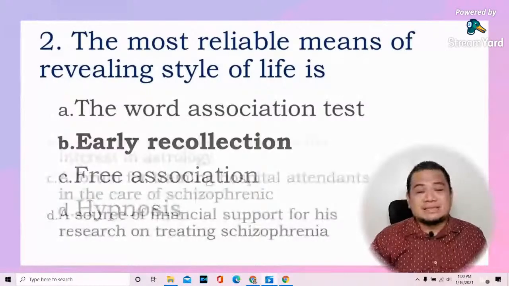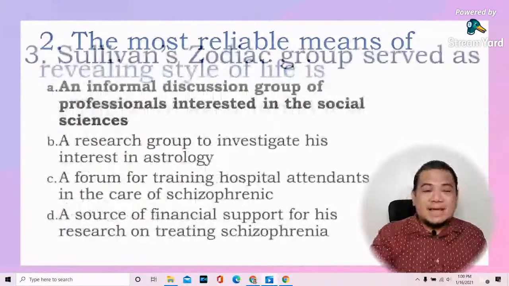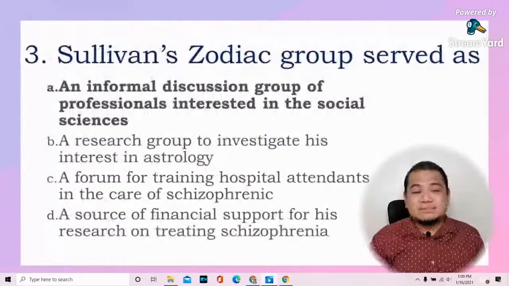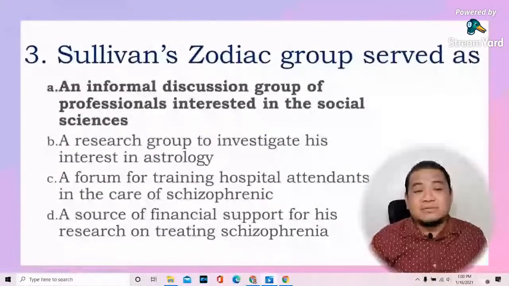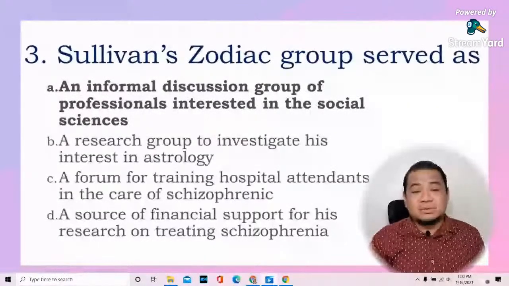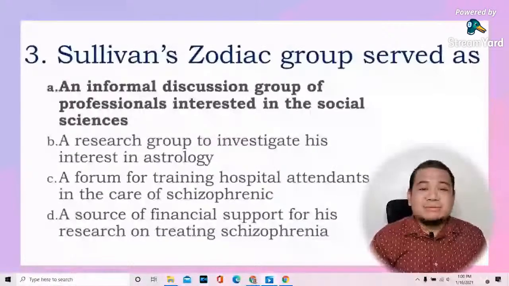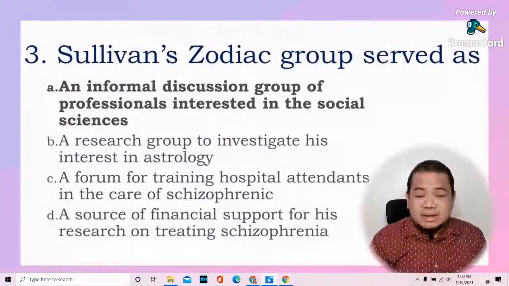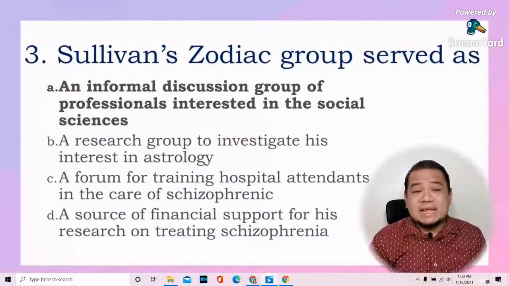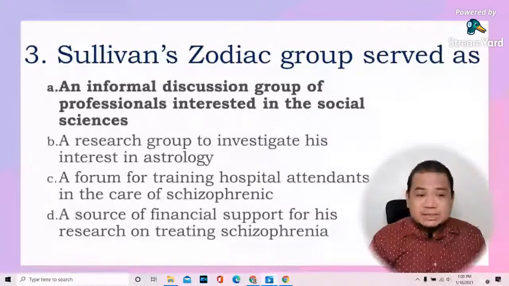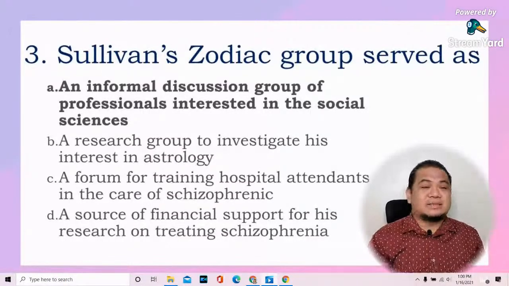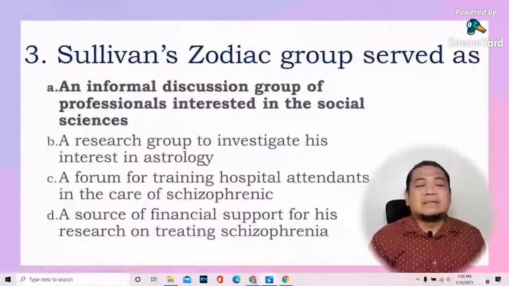Next, number 3. Sullivan's Zodiac Group served as. The answer is letter A, an informal discussion group of professionals interested in the social sciences. On a more positive note, Sullivan had his residence in New York, which brought him in contact with several psychiatrists and social scientists, among them Karen Horney, Erich Fromm, Frieda Fromm-Reichmann, Clara Thompson, and others. These are called the Zodiac Group.